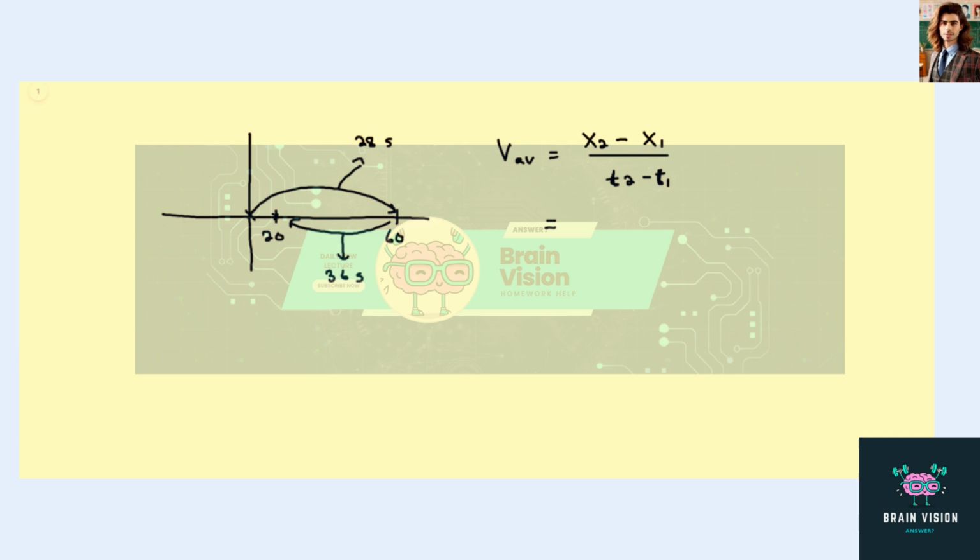And so in this case, x2 is 20 and x1 is 0. And so the numerator is just 20 meters. And then t2 minus t1 is the time it took to get to this point minus the time at this point. Now the time at this point is just 0 seconds because the trip hasn't started yet. The time at this point is the time it takes to go here and then here. So it's 28 plus 36, which is 64 seconds.